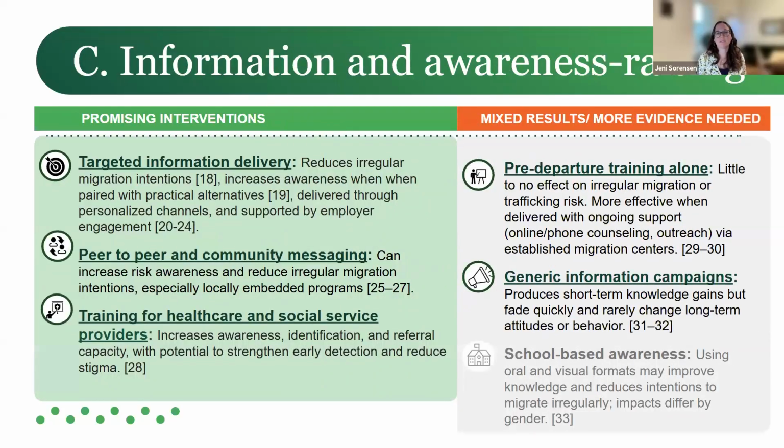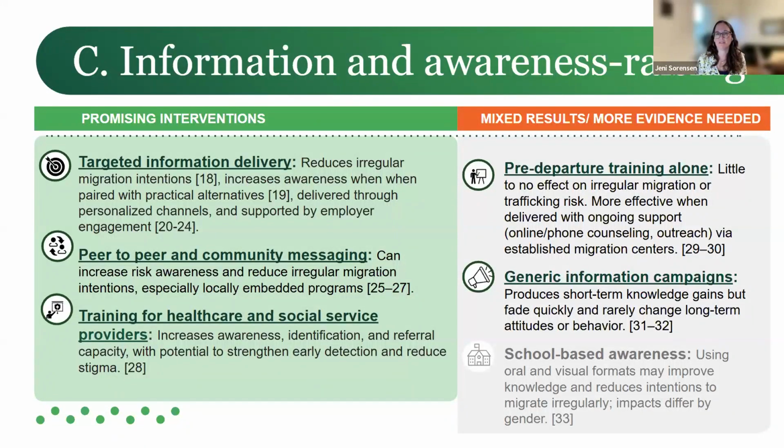For information and awareness raising, this is where we do have a lot of data to show what is working and what is not working. For promising interventions, targeted information delivery is one of the key things. If you're working with the right populations at the right time and using the right mechanisms to reach people, then that has been shown to be effective. Peer-to-peer and community messaging has also been shown to be one of the more effective intervention modalities to use, and then training for healthcare and social service providers.